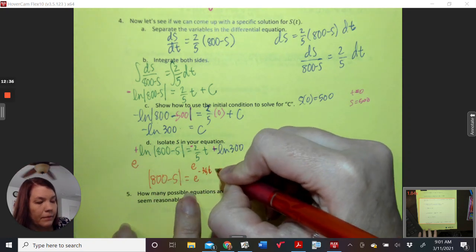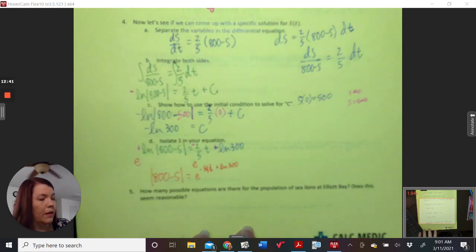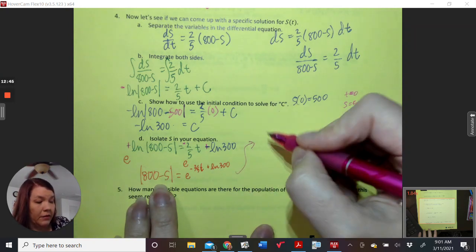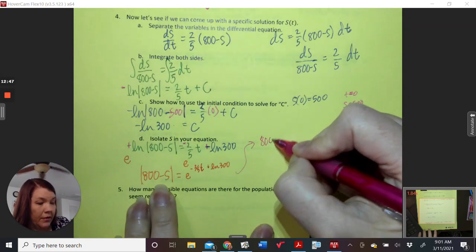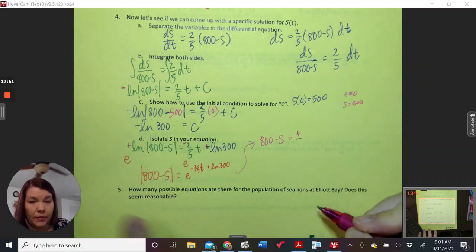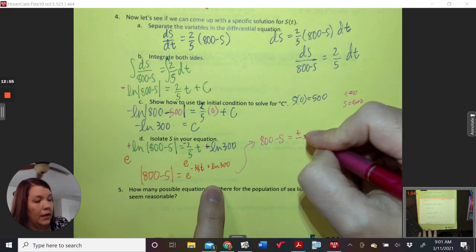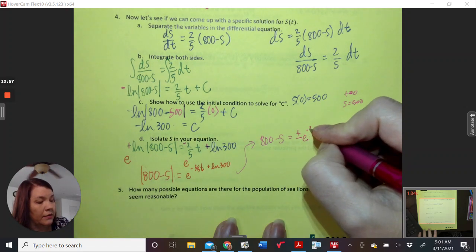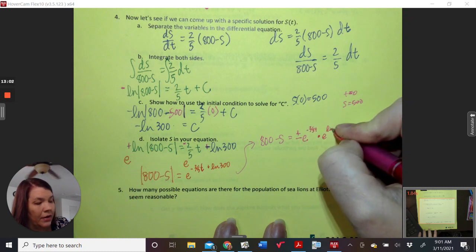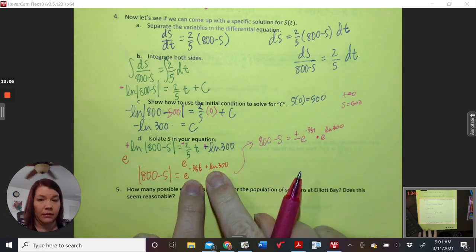So to get rid of the absolute values, I'm just going to write 800 minus s equals plus or minus e to the negative 2/5 t times e to the ln 300. Since I'm adding the exponents, I can separate it as the same base with multiplication. That's the rule. I can separate it this way.